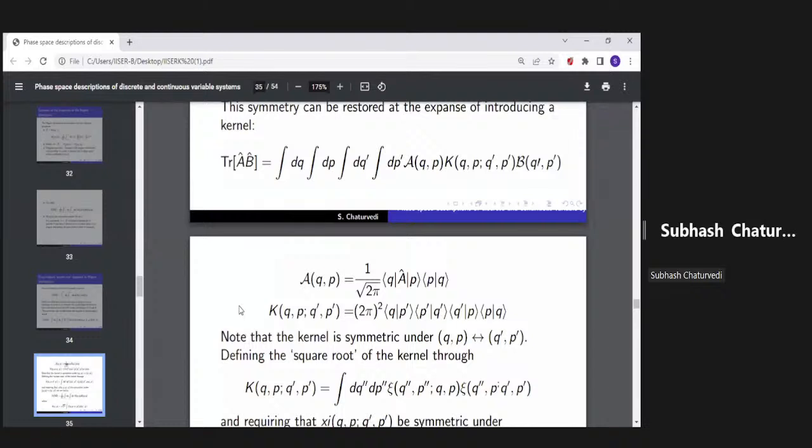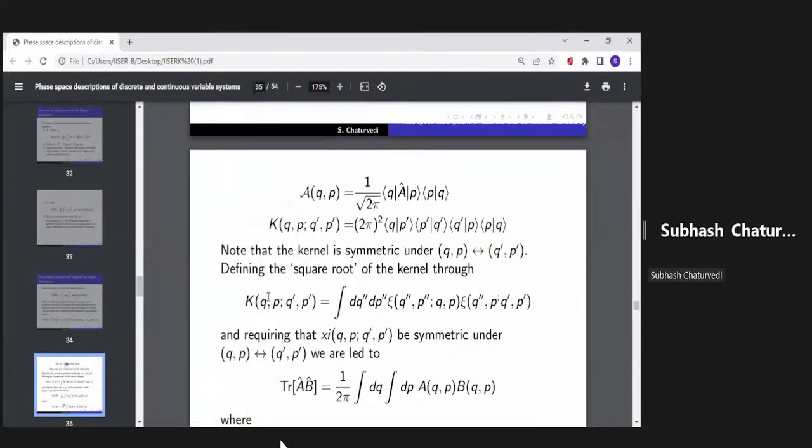Next, what we do is, this kernel that I've written down, as you can check, is symmetric under QP going to Q prime P prime. So what we do is essentially define the square root of this K and absorb part of it, the square root, on one side and the remaining one on the other side. That is, what we are looking for is a function psi, which is given here.